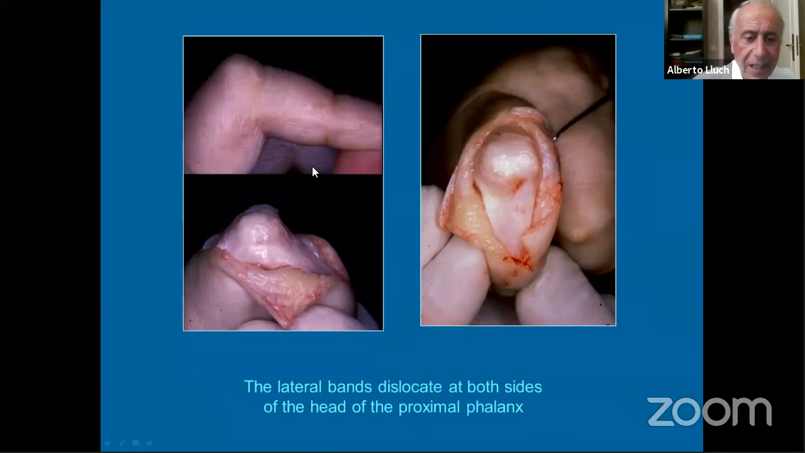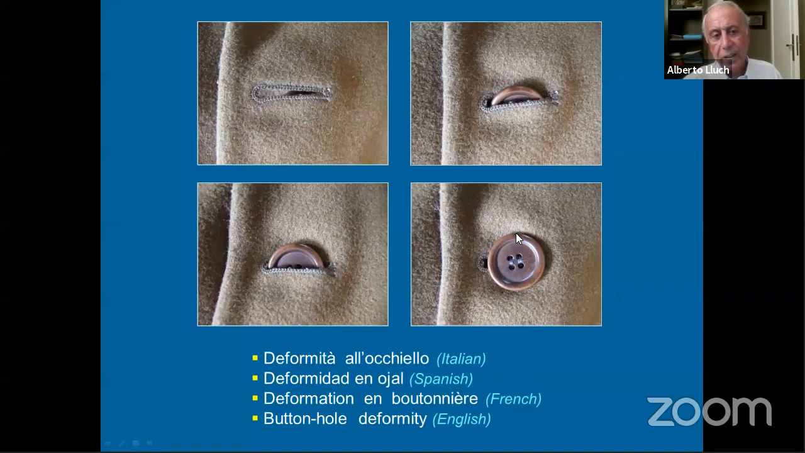So the lateral bands, in these cases, since there is no union between the lateral bands and the central slip, they dislocate anteriorly to the axis of rotation of the proximal phalanx and cause more flexion of the PIP joint. And then the condyles of the proximal phalanx protrude in between both lateral bands. And this is why this disease is called a boutonniere.